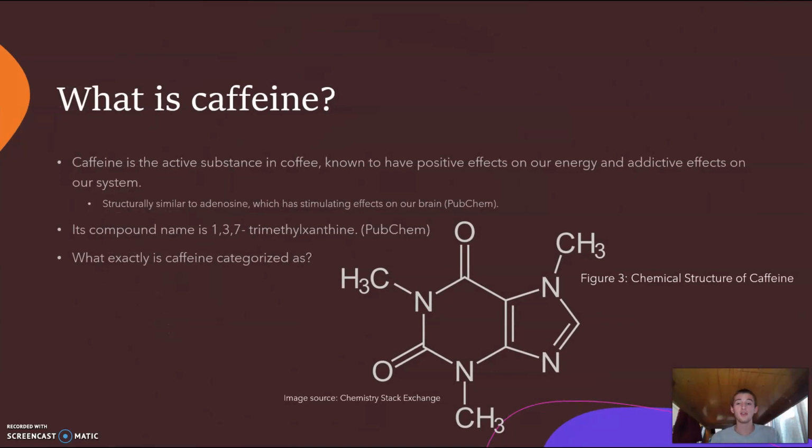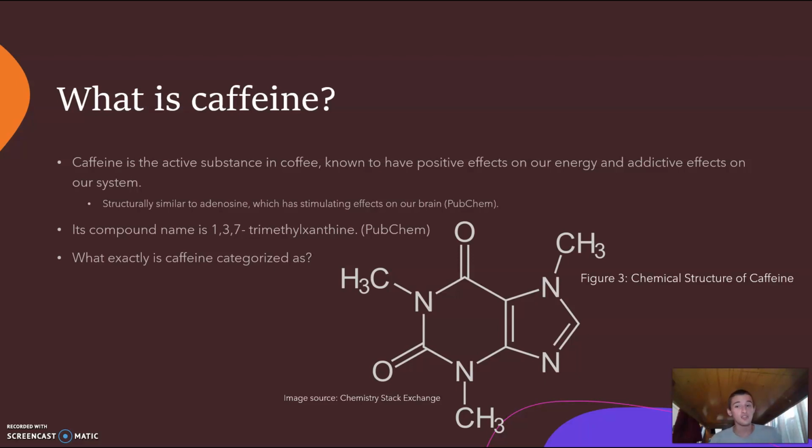So we'll start off with caffeine. What is it? Well, caffeine is the active substance in coffee, and it's what people connect coffee with. It has a positive effect on our energy, and it has an addictive effect on our system, which isn't a positive effect, it's more like a negative effect.